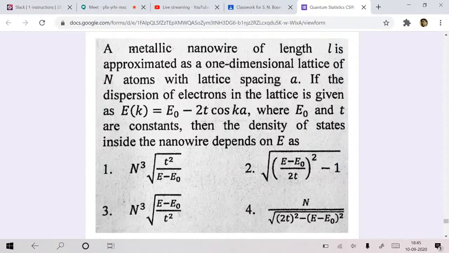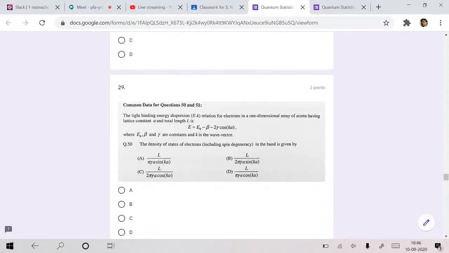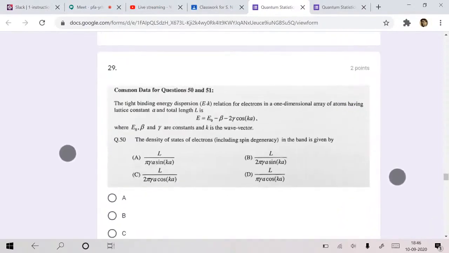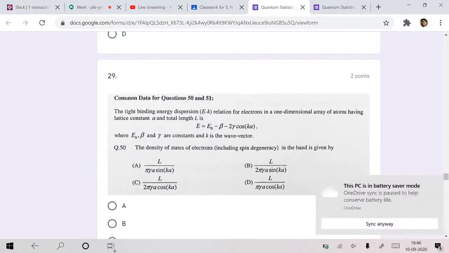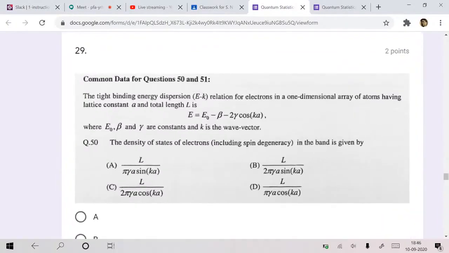I hope so. You are asking something else, in the band, isn't it? I think you can follow the same procedure, but he has written the final answer in terms of k itself. He hasn't converted into energy. He said one dimension, so I think you can do this one. Tell me, what is the problem in this question?